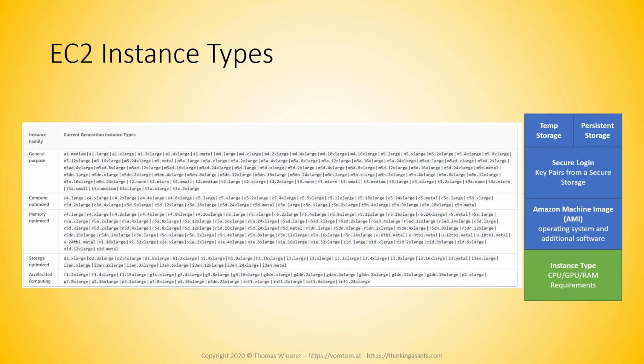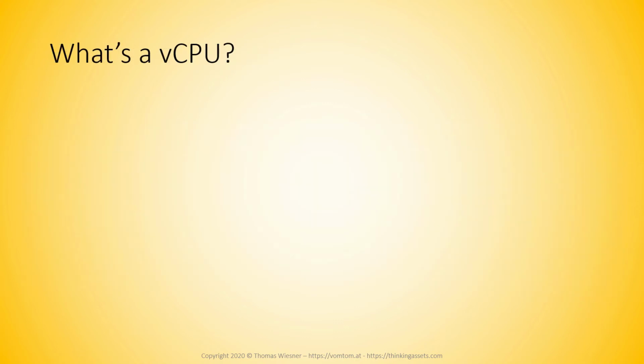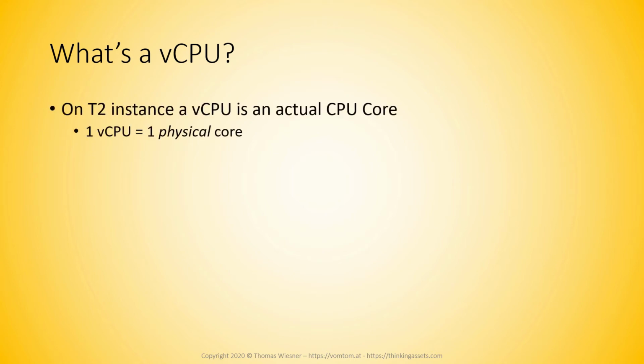So the question that I had, at least at the beginning, is what is a vCPU? What can I imagine as a vCPU? I can imagine what is 1 GB of RAM, because RAM is quite universal. It gives you some memory. But what is a vCPU? So it is not as easy as you might think.